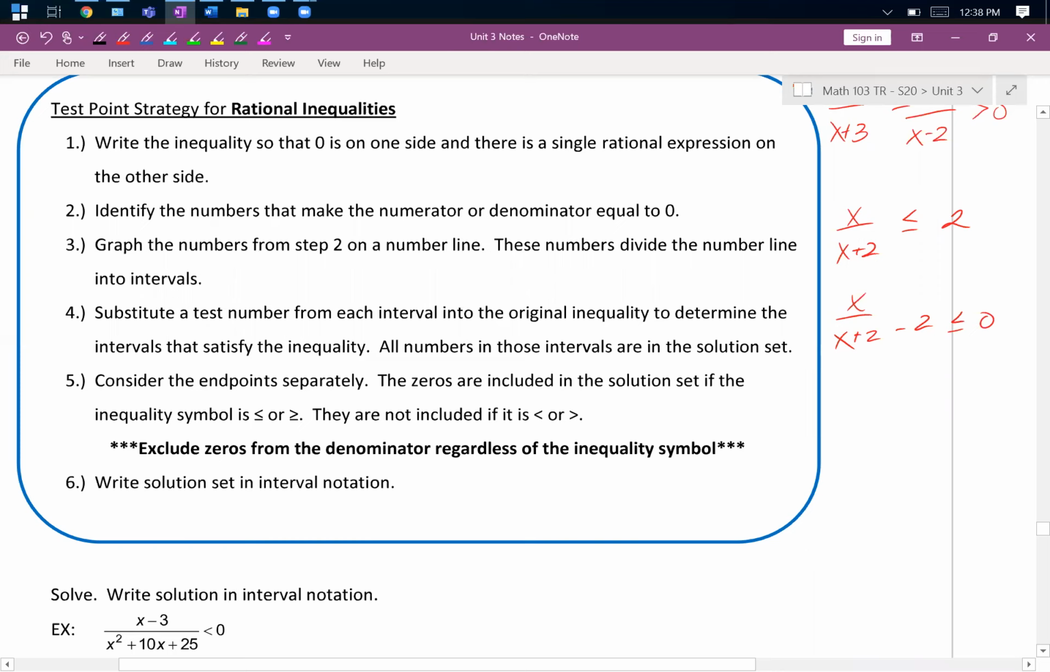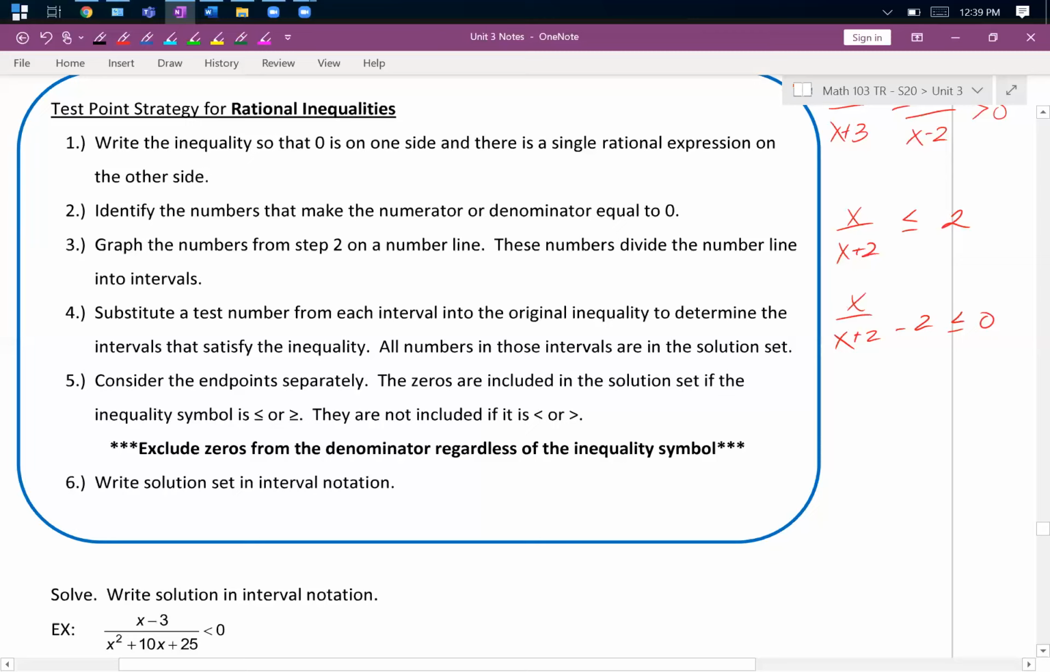We're going to graph the zeros on the number line. Those numbers are going to divide the number line into intervals. Then we're going to choose test points within each of those intervals, just like we did before, and determine whether we get a positive or a negative number. The endpoints get considered separately, right? We refer to our inequality symbol to determine whether or not we're including those endpoints.